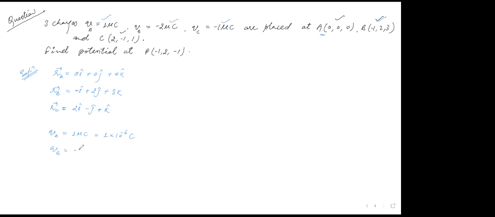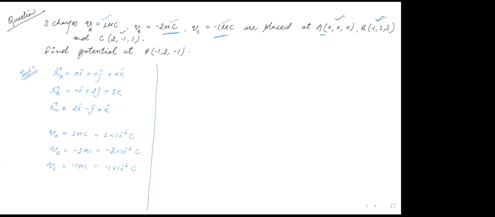Similarly, your QB can be written as, first of all, what is your QB? This is minus 2 microcoulomb, which is minus 2 into 10 raised to the power minus 6 coulomb. Similarly, QC can be written as minus 1 microcoulomb, which is minus 1 into 10 raised to the power minus 6 coulomb. Are you clear? All of the information given in this question we have already written in the proper form, which is directly used in your concepts.